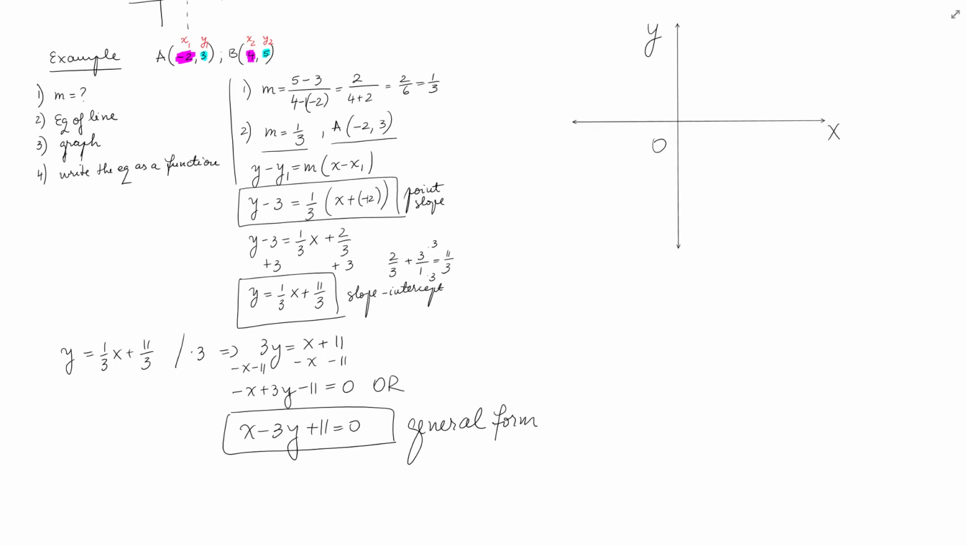Okay, now let's do the third part, graphing. So let's graph A, which is of coordinates negative 2, 3. So this is A. And B, it's 1, 2, 3, 4, 5. So this point. So now let's connect them.